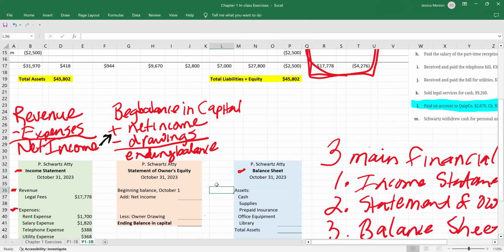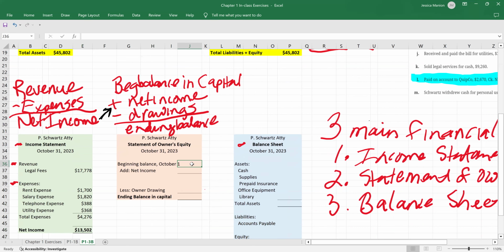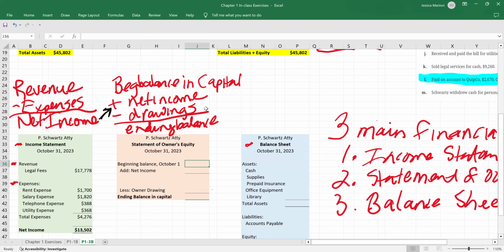Okay, so statement of owner's equity. Let's work through this one together now. So beginning balance. Now, in this case, remember, this is a brand new company. This lawyer just started this law firm on October 1st. So in fact, on October 1st, there was zero equity, right? Because a beginning balance in equity would have been a balance carried forward from the previous month, a balance carried forward from September. But because we're a brand new company, we did not have any balance carried forward. So we're just adding net income. And we figured that out down here on our income statement. So there's net income, 13,502.